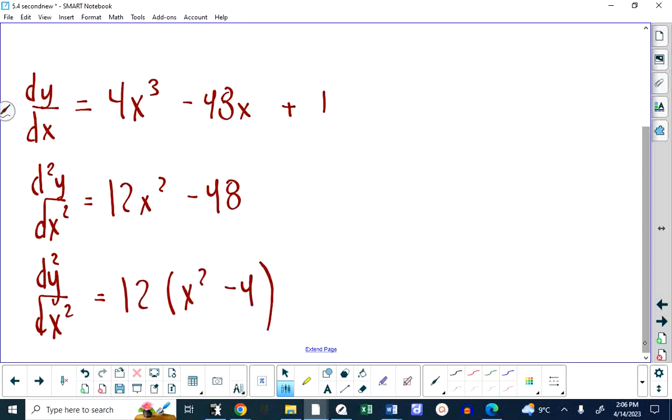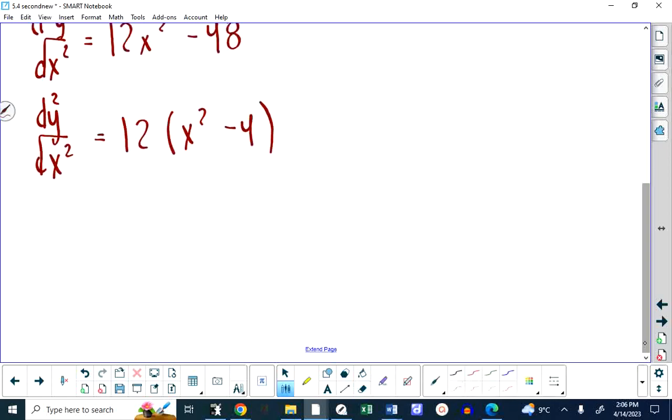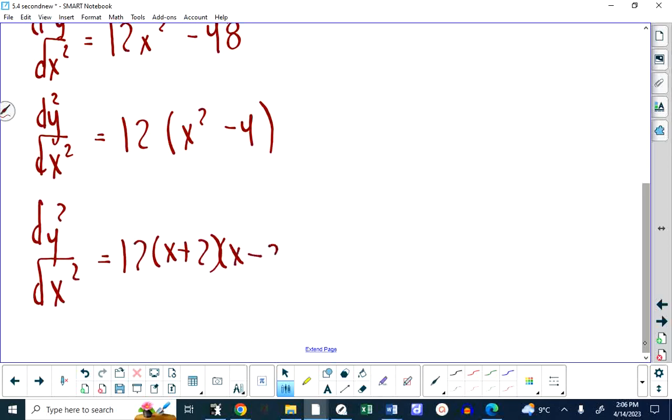So I can take the 12 out to make my life a little bit easier in finding the critical points. If you don't take the 12 out, you'll still get the critical points, but you'll just have to do a bit more work. This factors further into d2y dx squared, the second derivative, equals 12 times x plus 2 times x minus 2. We get two critical values of x, plus or minus 2.